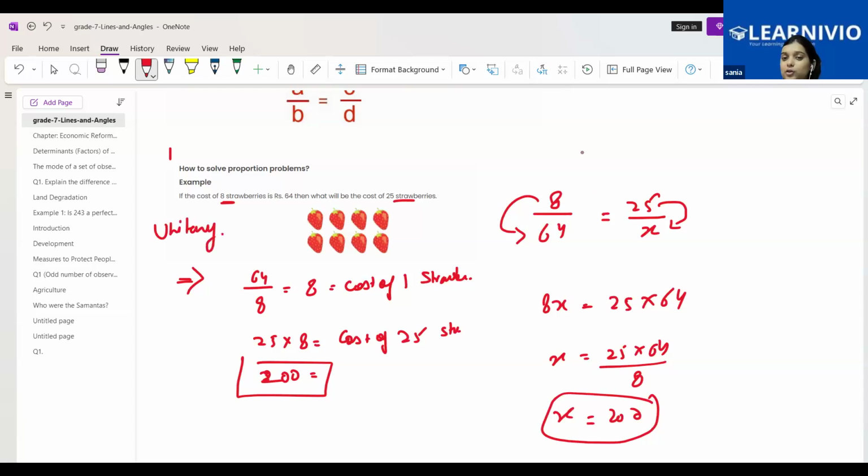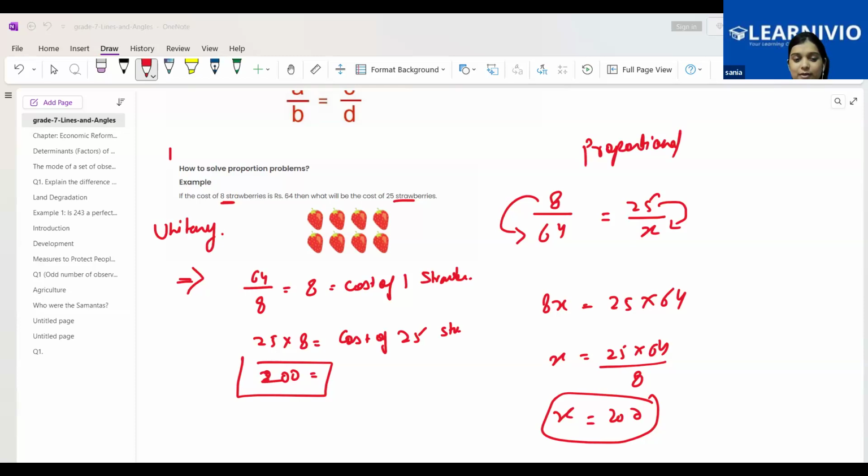Okay, very simple. This method is your proportional method. You can copy this down. If you go deeper and deeper into it, it sounds like the unitary method and the proportional method are slightly related to each other.